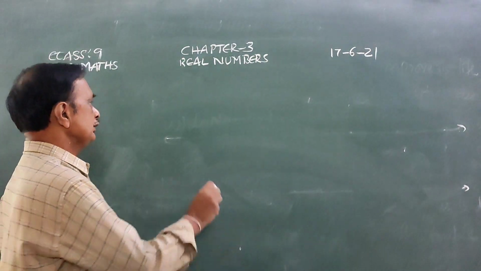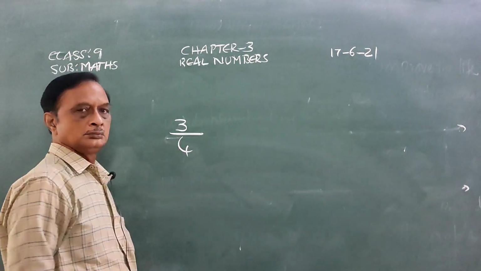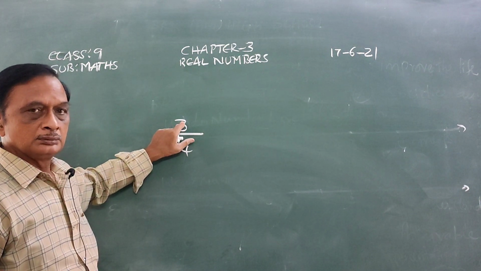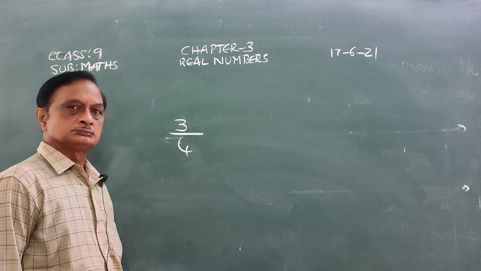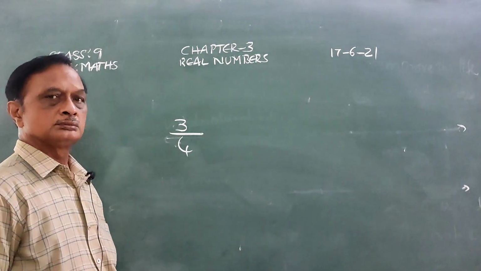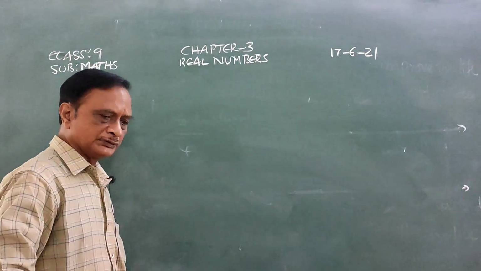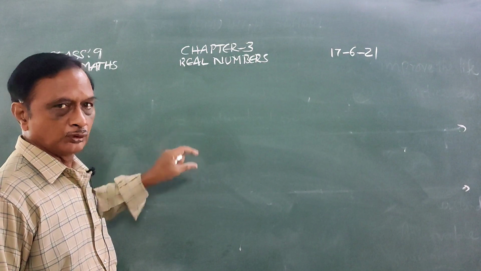Now consider a rational number, maybe a fraction, 3 by 4. In the fraction or rational number 3 by 4, what do we call 3? 3 is called the numerator and 4 is called the denominator. Now we are going to express this 3 by 4 using a diagram, that is, pictorial representation, as well as the number line.